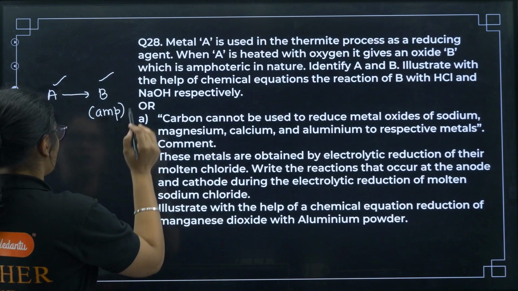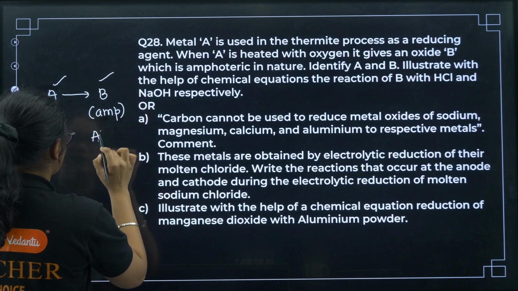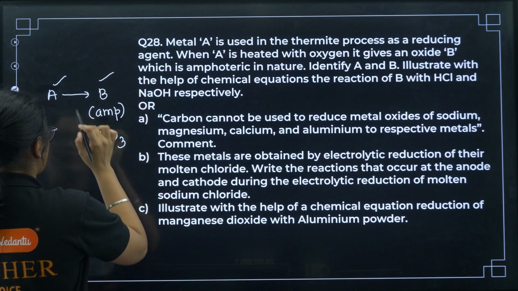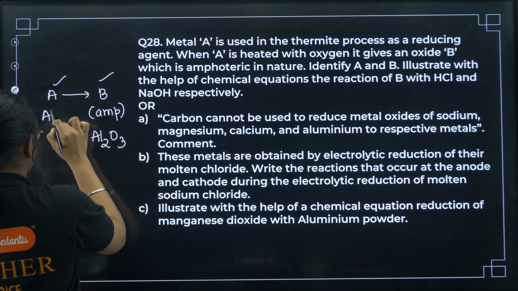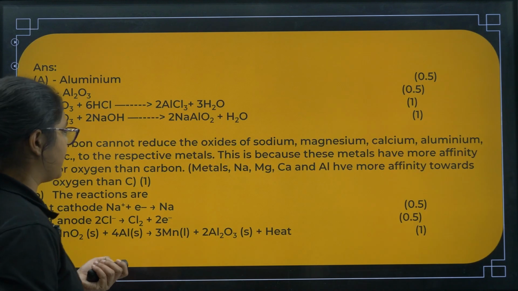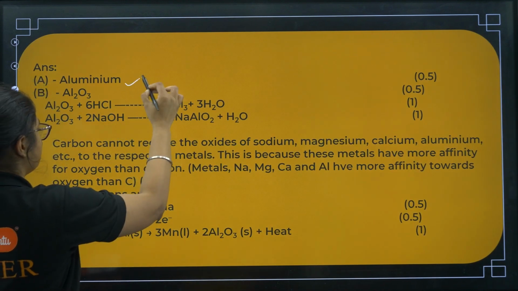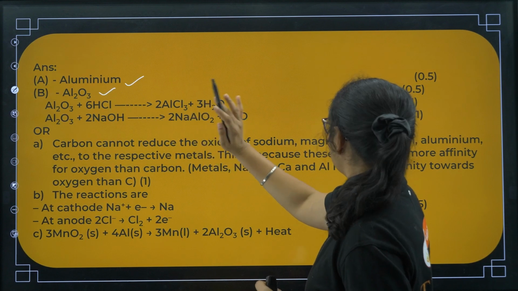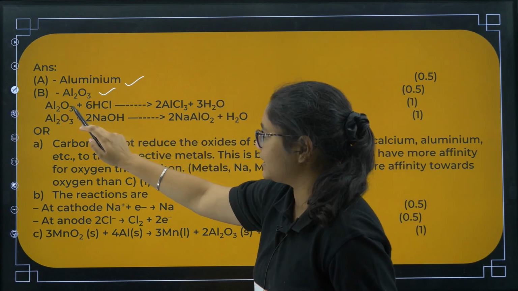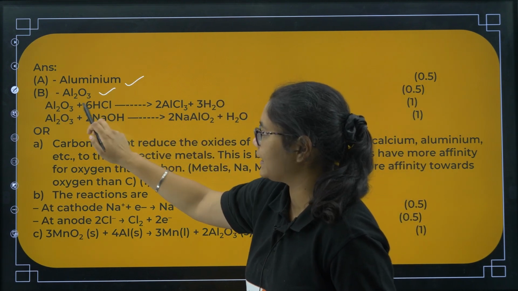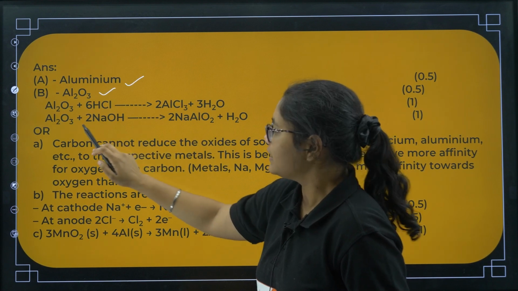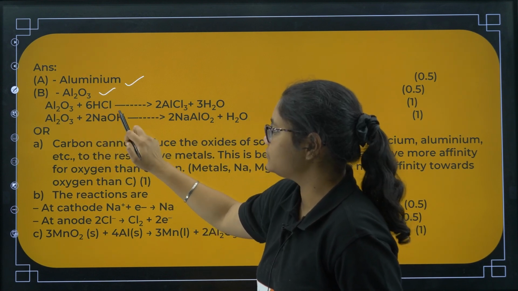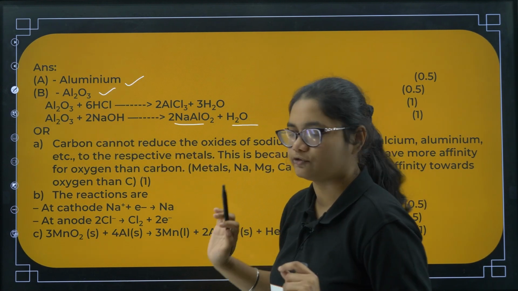Now by this time, I hope all of you have guessed, that is aluminium oxide, right? And what is A? A is aluminium. Okay, now let us see their reactions. So first, aluminium and Al2O3 carry half a mark. Now the reaction with HCl: Al2O3 plus HCl gives AlCl3 plus H2O. Next, Al2O3 plus NaOH gives sodium aluminate plus H2O.